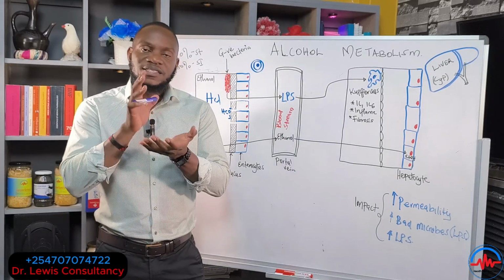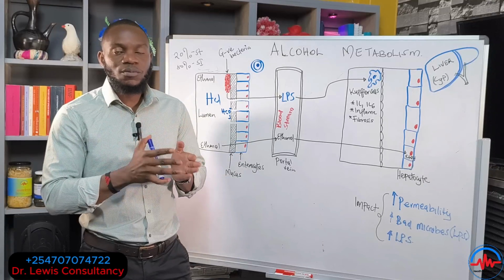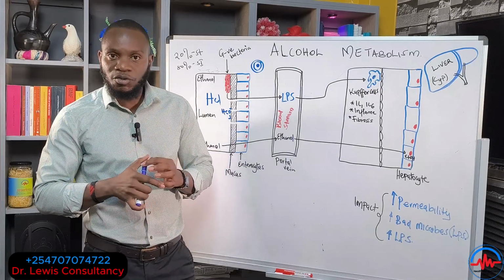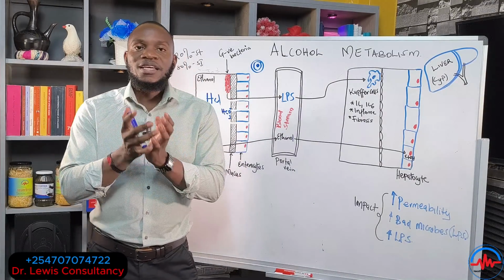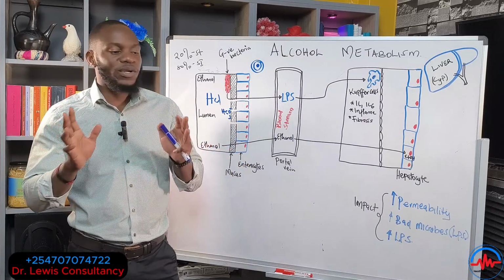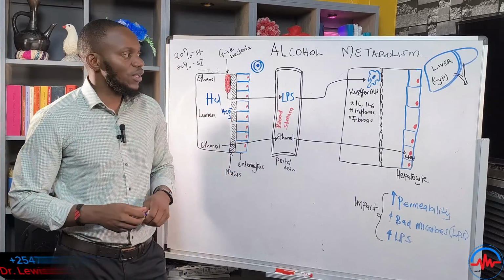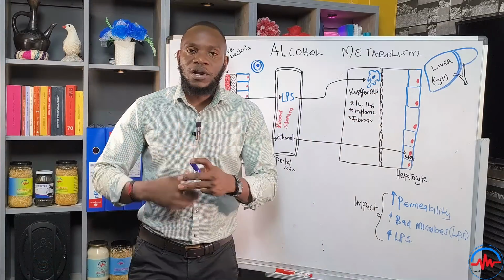And in the liver, there is a system of enzymes that is called the CYP450, cytochrome P450. That's an enzyme system whose function is to break down and metabolize everything that is coming into the liver, whether food, chemicals, toxins, and alcohol being part of those toxins. So they come into the liver and they are metabolized.